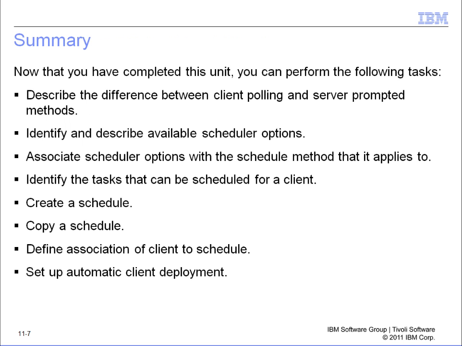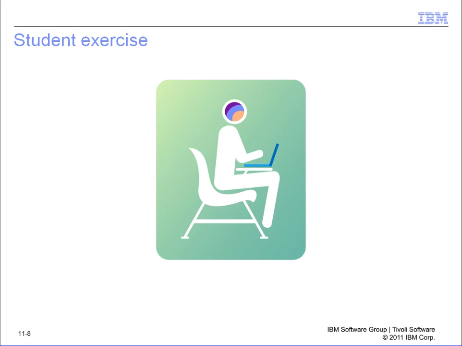This is the end of Unit 11. You should now be able to describe the difference between client polling and server prompted, identify and describe available scheduler options, associate a scheduler option with a schedule method, identify the tasks that can be scheduled for a client, create or copy a schedule, define the association of client to schedule, and set up automatic client deployment. You can now do the exercises for Unit 11.